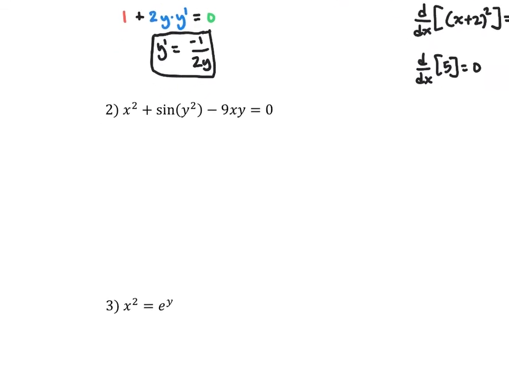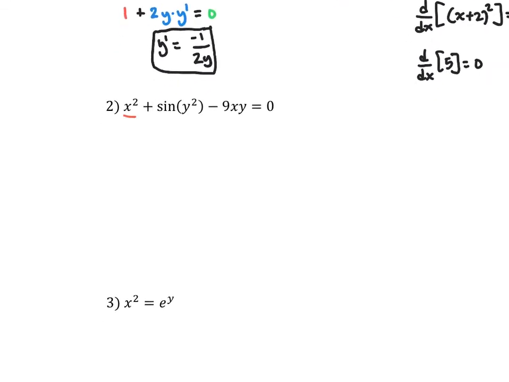Let's do the same thing here in number 2. The derivative of x squared with respect to x is 2x. The derivative of sine of y squared is going to require multiple chain rules. So I'm going to get the cosine of y squared, outer function, times the derivative of the inner function. The derivative of the inner function will be 2y times y prime. And then of course the last term is going to require product rule and chain rule.